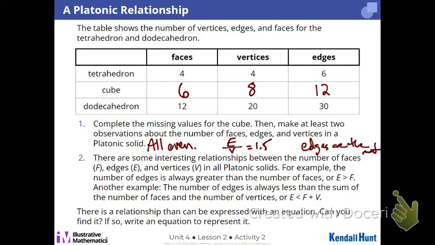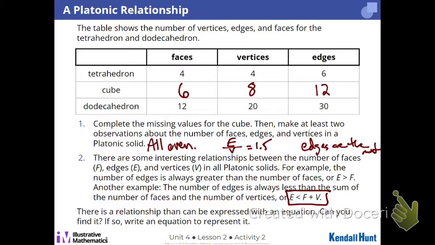Okay, so looking at number 2 here, I want to focus on this portion right here. This says to think about, are the edges always less than faces plus vertices? So let's test that out. Take 15 seconds by yourself and test that out.